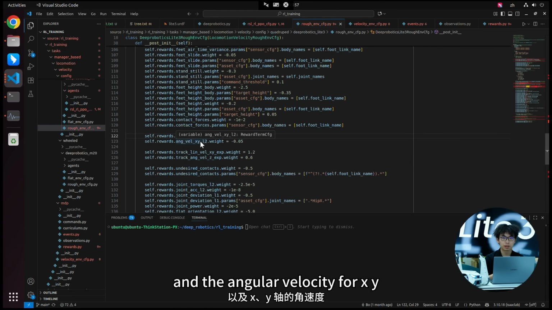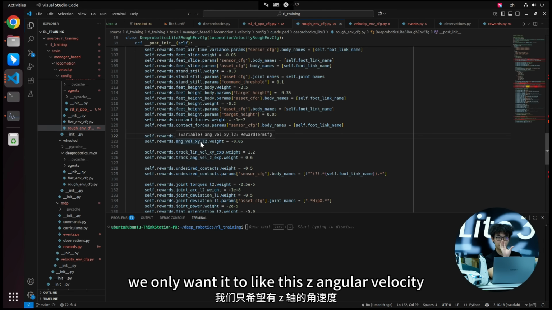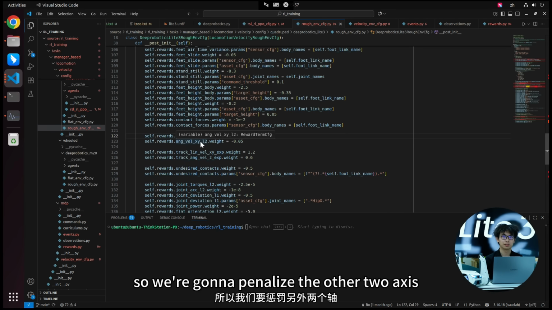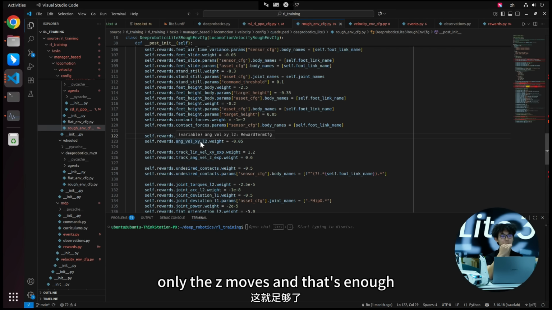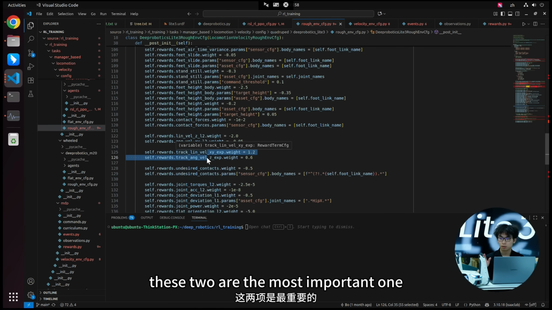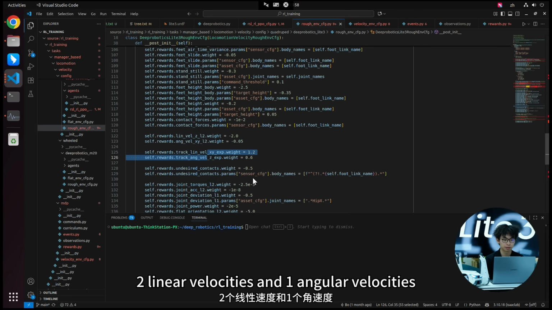And the angular velocity for x, y, right? So x, y are these axes. We also don't want that. We only want the z angular velocity, so we're going to penalize the other 2 axes. When it rotates, just the z moves, and that's enough. And these 2 terms are the track linear velocity. These 2 are the most important ones. When giving the commands, we need it to track the commands, right? 2 linear velocities and 1 angular velocity.